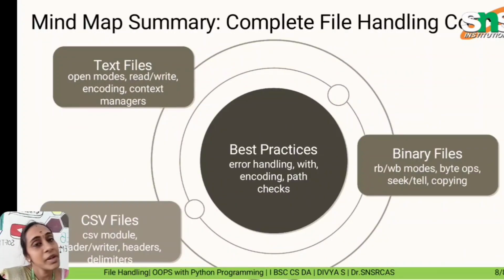So, mind map summary. Best practices for error handling with encoding check. Text files: open mode, read or write, encoding and context managers are used. Binary files: binary reading and writing mode, and we can also use seek and tell, and copying the files. CSV files: csv module, reader and writer, and a header can be used here. So here is the overall view of file handling in Python programming.